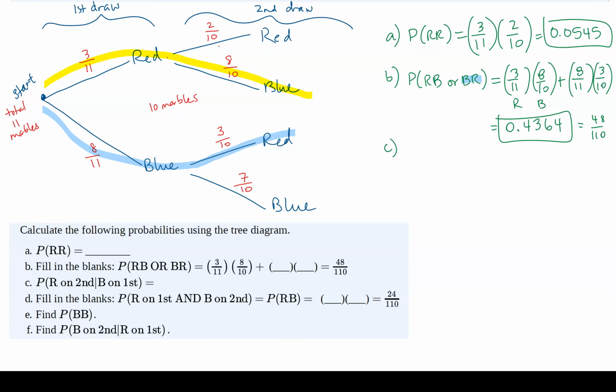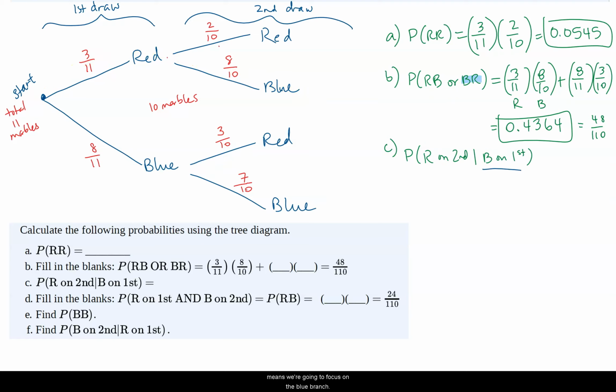Part C, probability of red on the second given a blue on the first. Given a blue on the first means we're going to focus on the blue branch. We know this has happened. We got a blue on the first draw. So what is the probability of the red on the second for this blue situation? It's 3/10. I'm given the information that I got a blue on the first draw, so I know the blue on the first draw happened. The probability that I get a red second has to be 3/10.